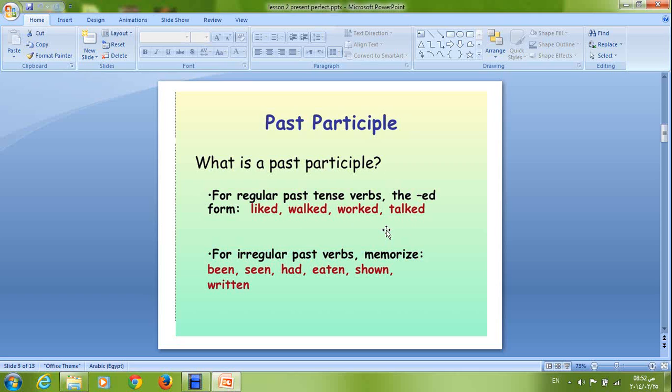But what about the irregular verbs? Do you remember the irregular verbs that I told you have to memorize? Like eat, ate, swim, swam, and so on. The past participle for the irregular verbs are different from the past simple of the irregular verbs. So here if you can see, been, seen, had, eaten, shown, written.